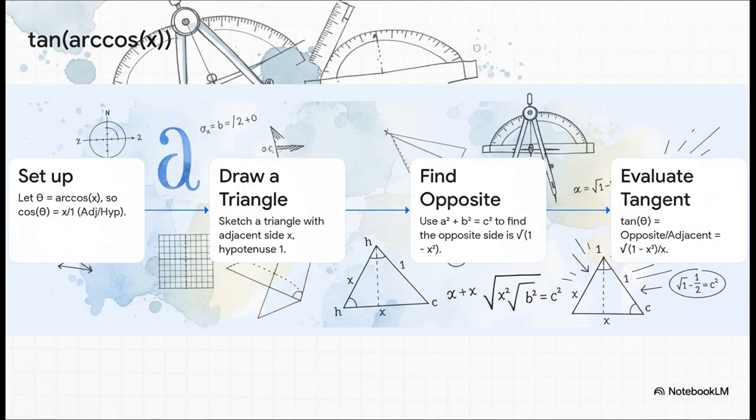Now let's get wild and throw a variable in there. Don't freak out, the game plan is exactly the same. The inside part, arccos of x, is just some angle theta. That means the cosine of theta is x, which is the same as x over 1. So we draw our triangle, adjacent side is x, hypotenuse is 1. We use the Pythagorean theorem to find that last side, and it turns out to be the square root of 1 minus x squared. So what's the tangent of theta? Opposite over adjacent. And there's our answer. We just turned a complicated trig expression into a simple algebraic one.